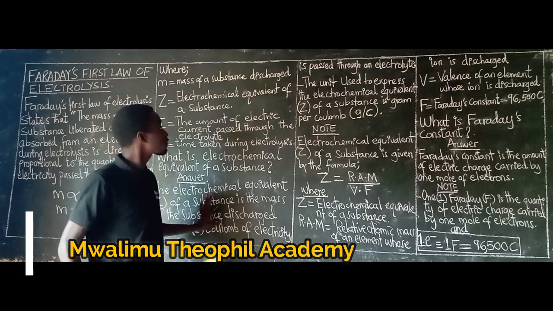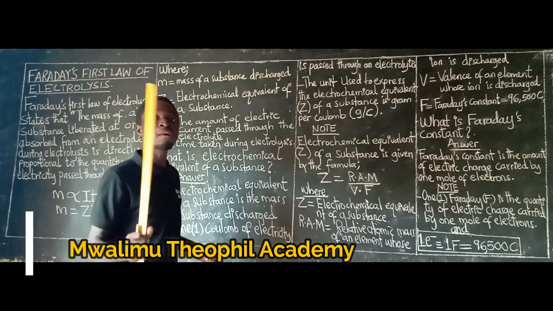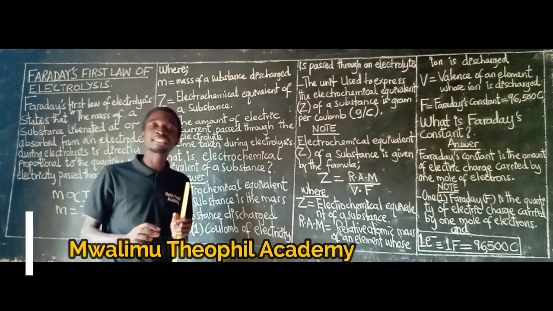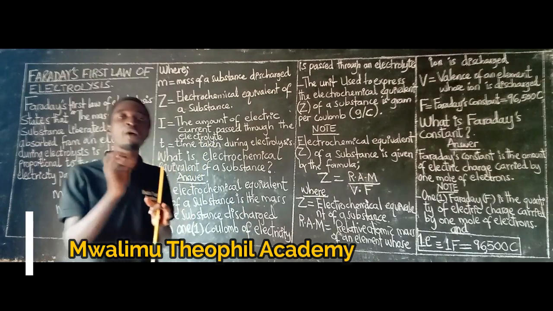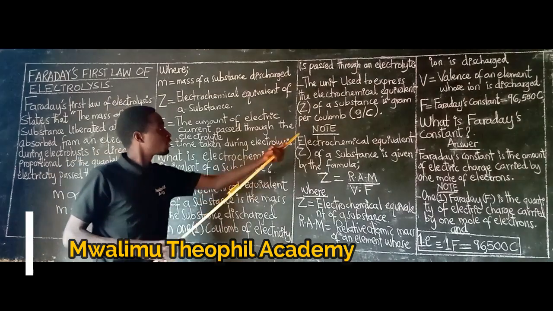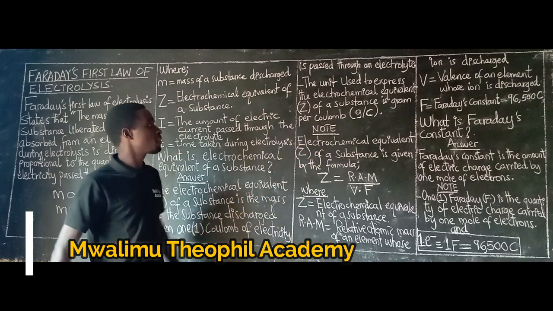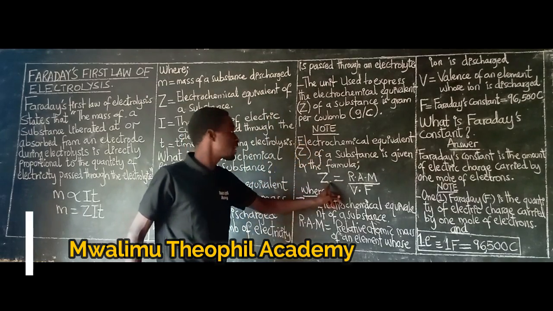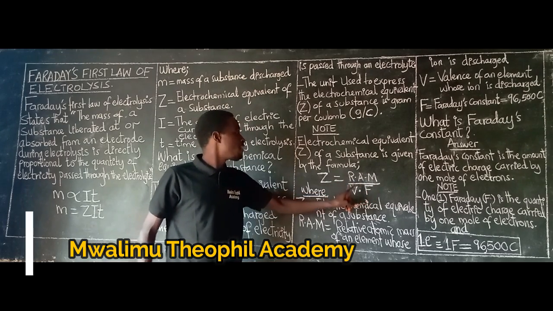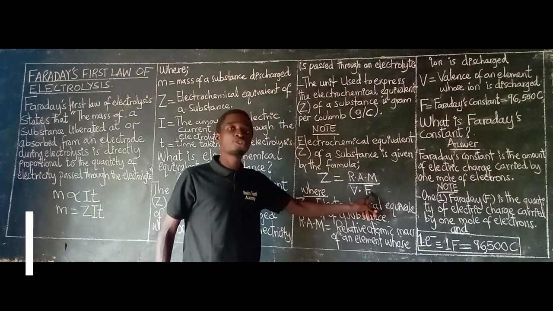Now, after this definition of electrochemical equivalent, let us see its unit. Electrochemical equivalent is expressed as gram per coulomb, as we've said that it is the mass liberated when 1 coulomb of electricity is passed through an electrolyte. Note, the electrochemical equivalent of a substance is calculated by using this formula: it is the relative atomic mass over the valence of the element concerned times Faraday's constant.